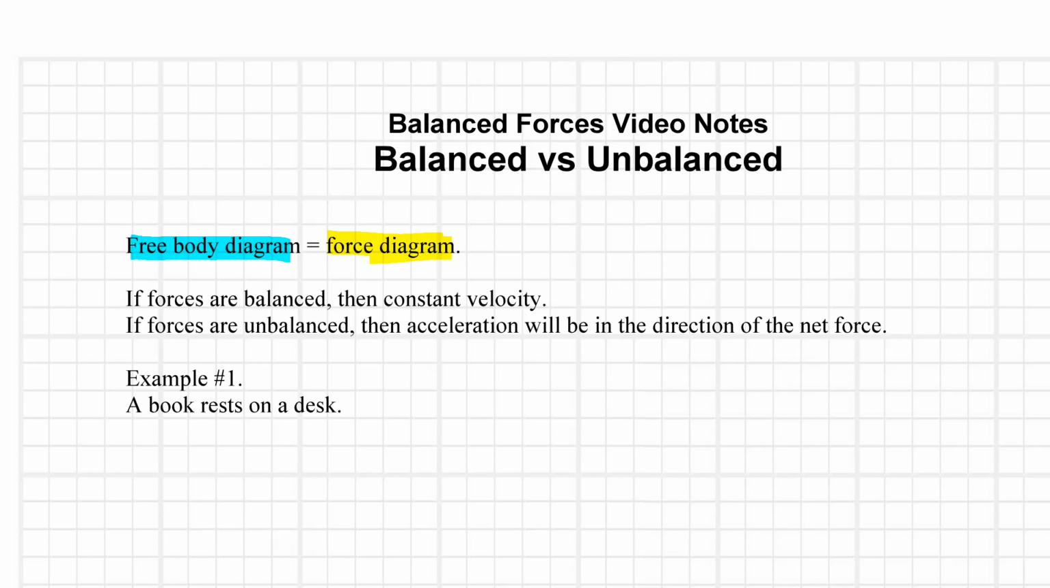Here's the big thing to remember. If the forces are balanced, then the object is moving at a constant velocity. It might be a constant velocity of 0, but it's going to be moving at a constant velocity. If the forces are unbalanced, so in other words that they don't all add up to 0, then the acceleration will be in the direction of the net force, or you could also say of the unbalanced force.